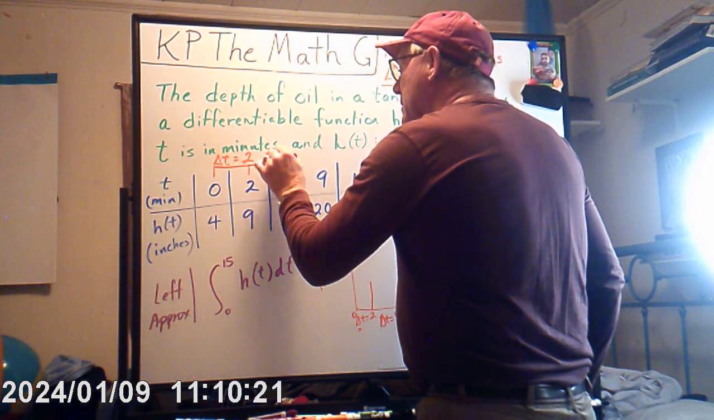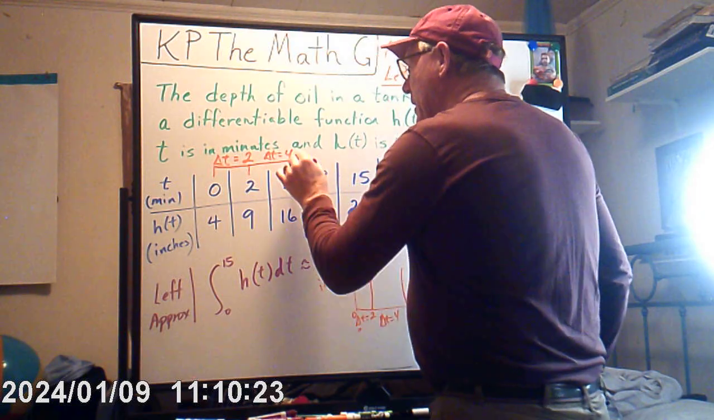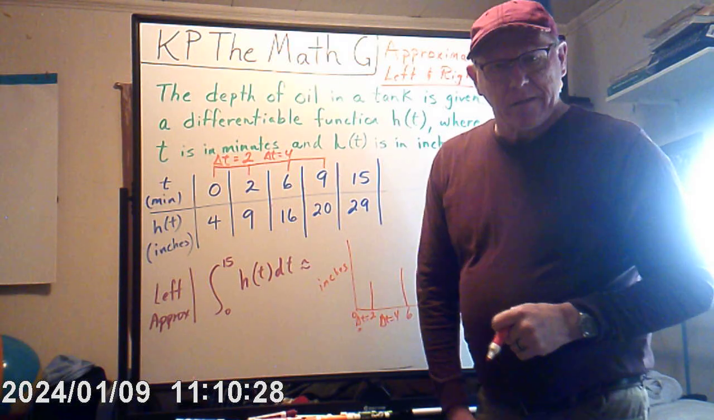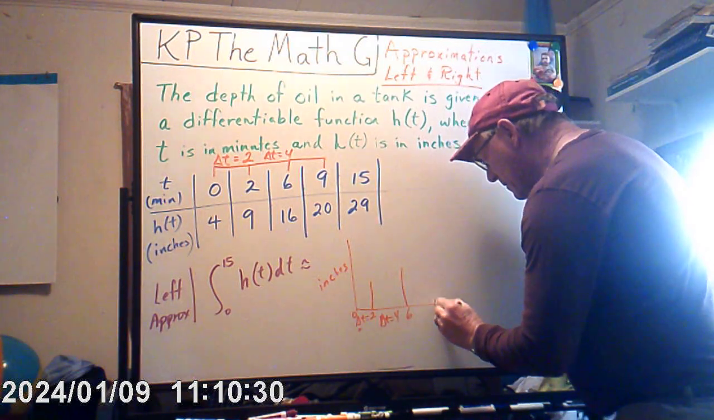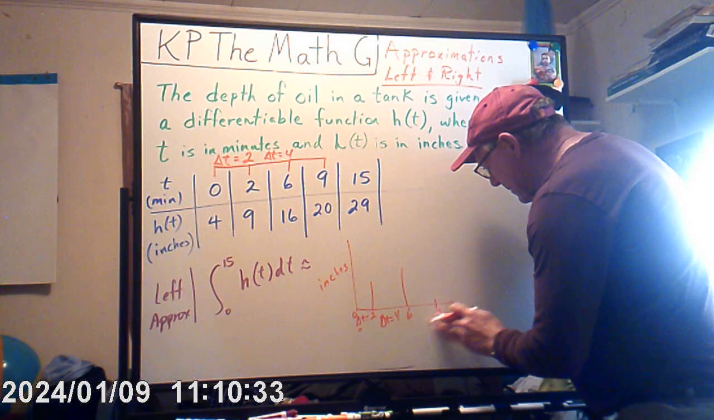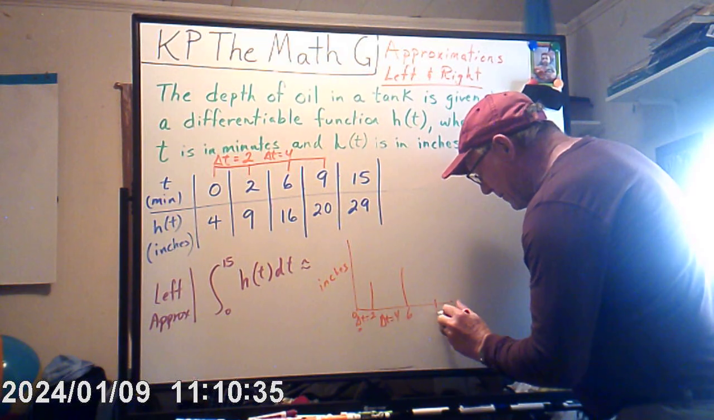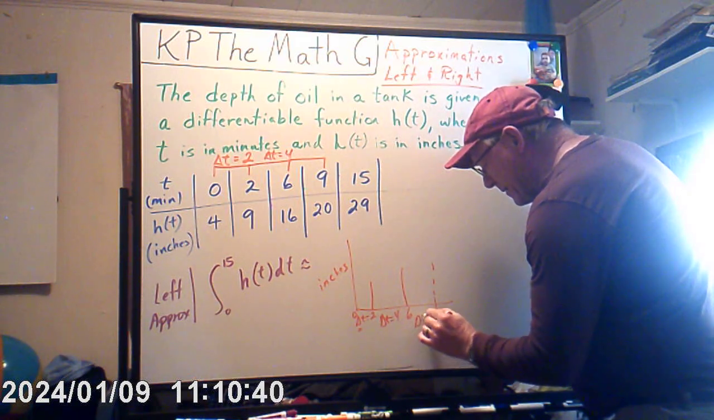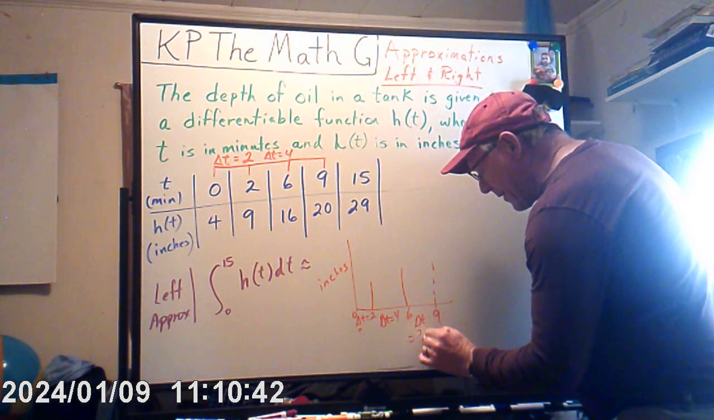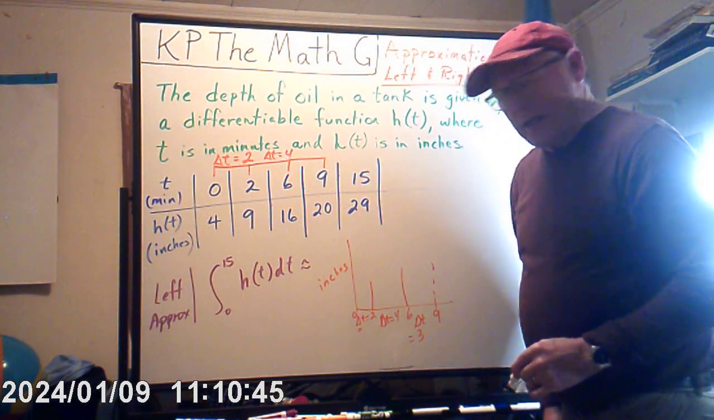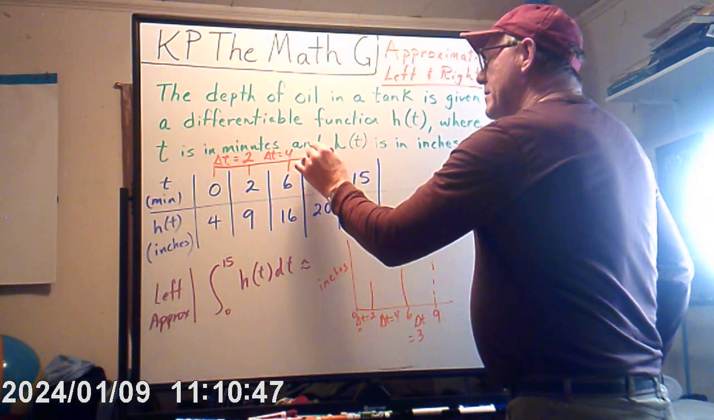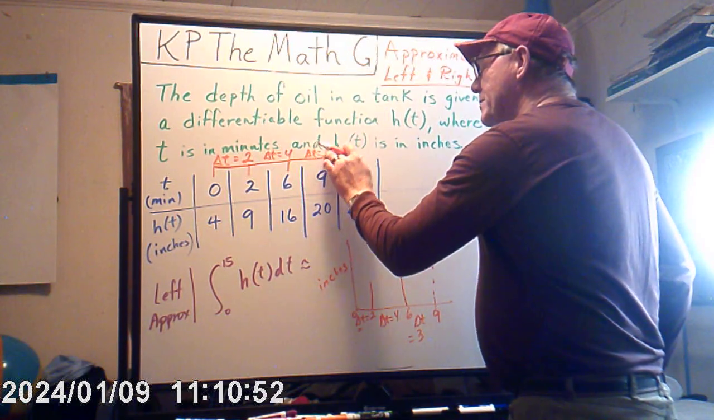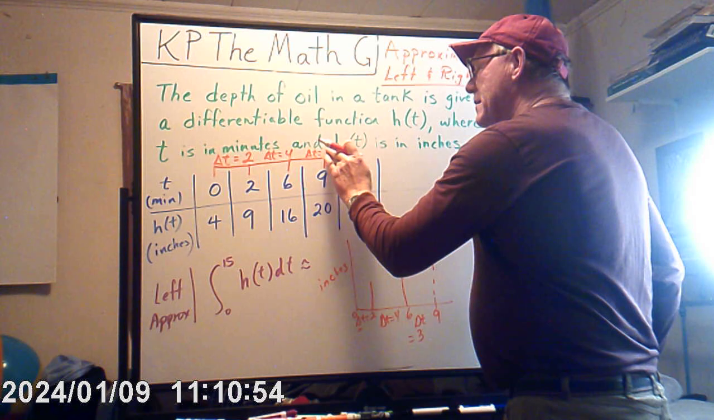Okay, and then from 6 to 9, how much is that? We're not going from 6 to 6, we're going from 6 to 9. That's 3 more, isn't it? Delta t is equal to 3, isn't it? Makes sense, doesn't it? Alright, delta t is equal to 3.